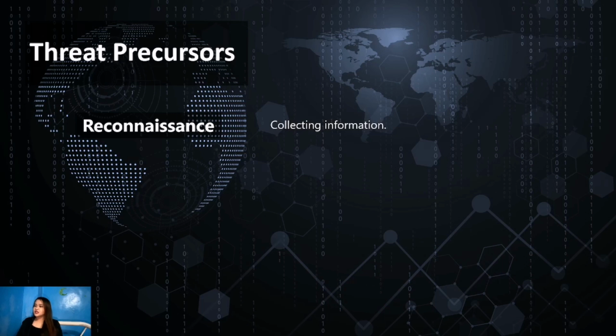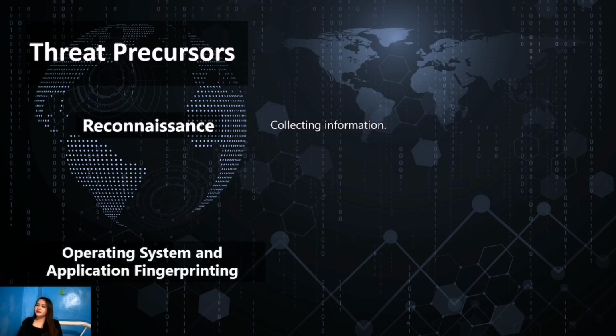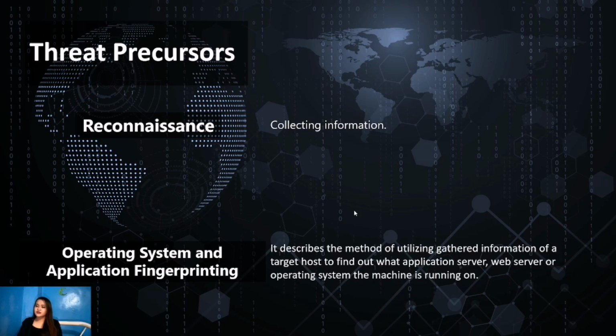Next is operating system and application fingerprinting. It describes the method of utilizing gathered information of a target host to find out what application server, web server, or operating system the machine is running on. In other words, fingerprinting is the process of identifying a remote host's operating system or application or web server by probing that host and analyzing replies from it.